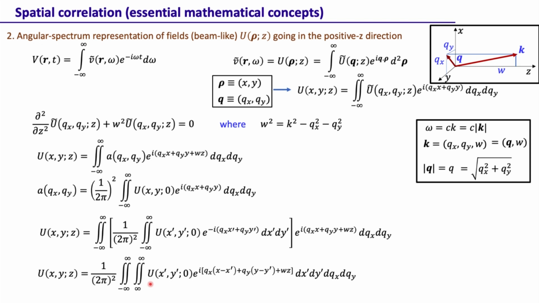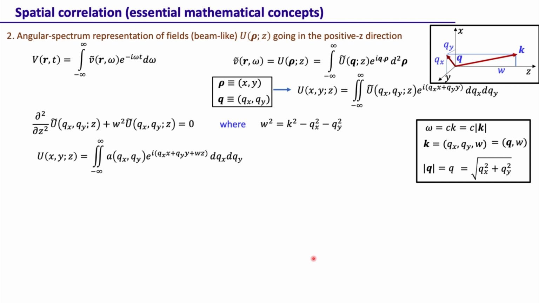So this is a 4-dimensional integral, but this says if we know the field at x prime y prime and z equal to 0, then we can find the field u x y at z equal to z. So this is what we have. All right, so next we see this is the actual wave vector, and the two-dimensional spatial frequency with this q is this qx qy.